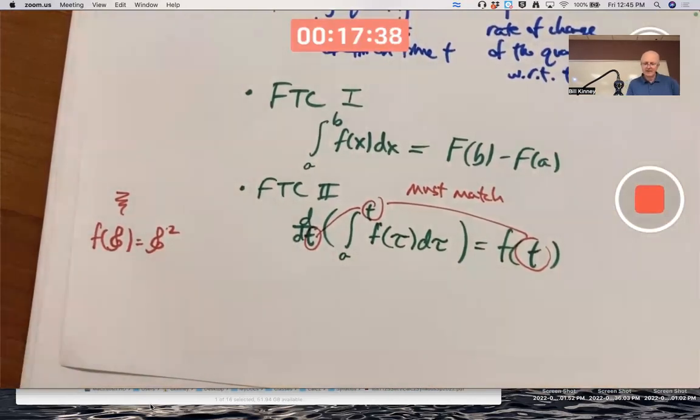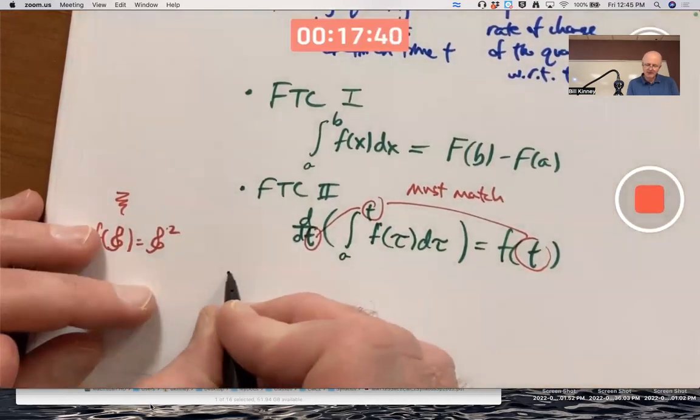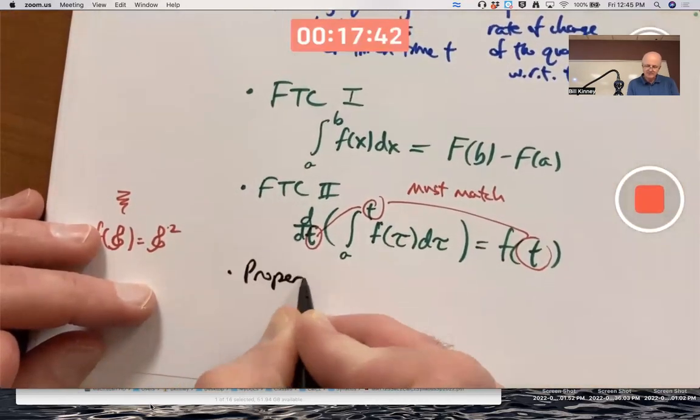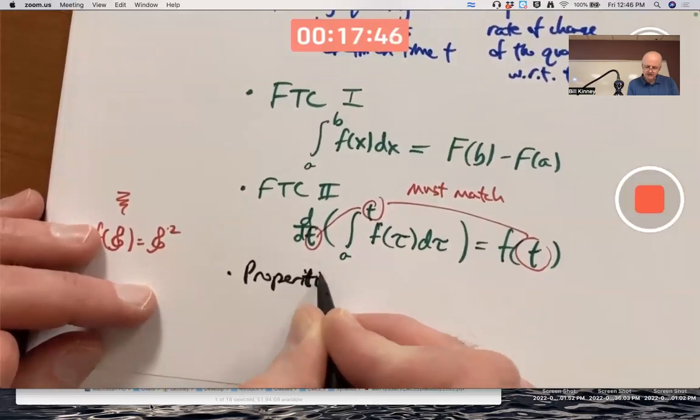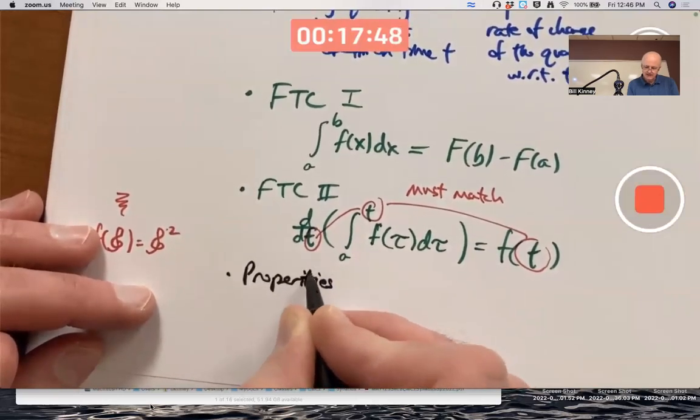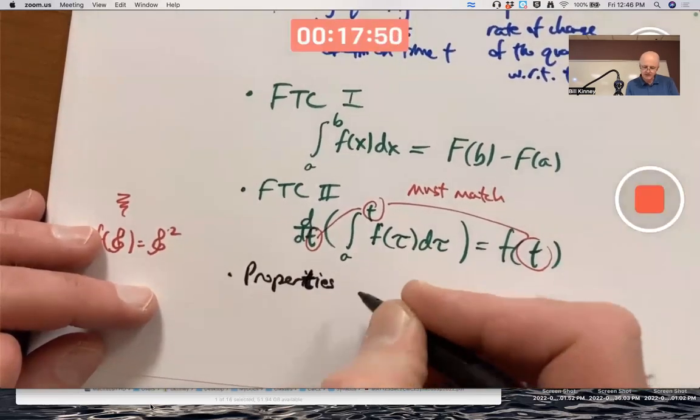Also, with the fundamentals of integration, we did properties of integrals. Properties, can I spell properties? Properties of integrals. It is harder to spell, by the way, when you're teaching.